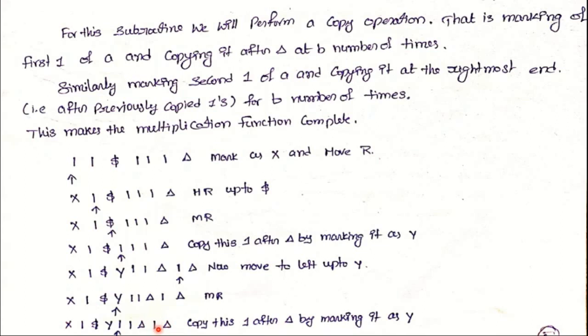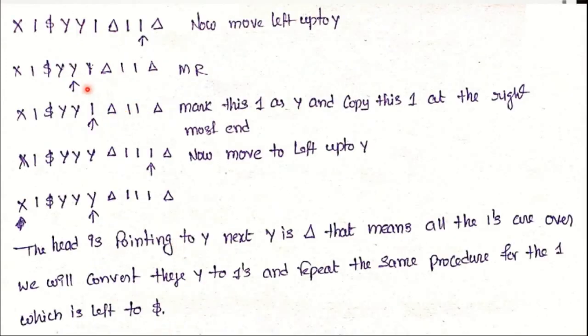That means the previously copied value, 1. Now we copy that particular value here and move left up to Y. In this manner we complete these 3 ones. So now move right and copy that one here and then move left up to Y. Now this one can be marked as Y and then move right up to the end of the input, then copy here. So we can copy that particular one here and then move left.